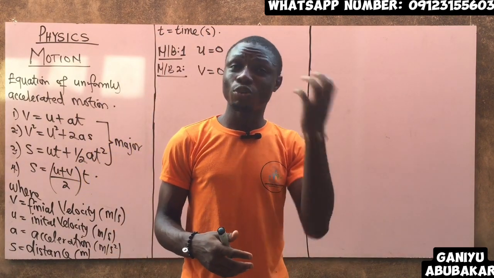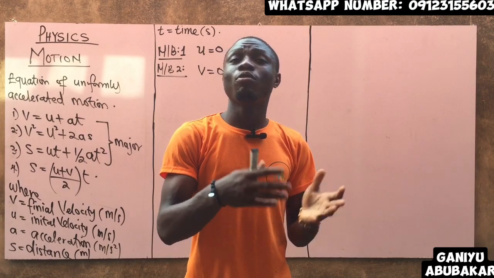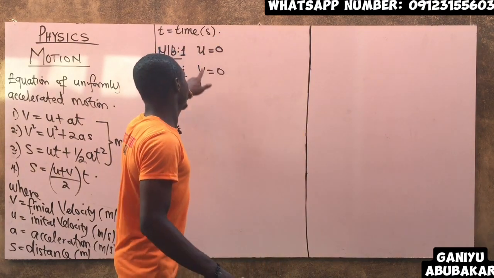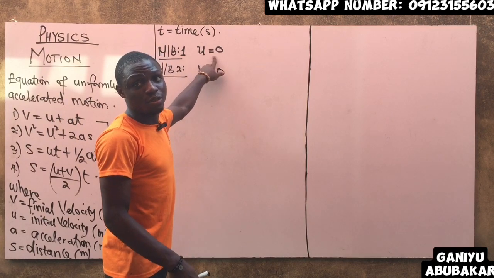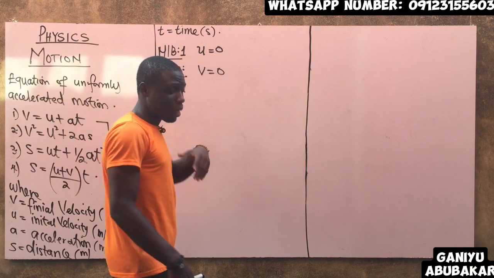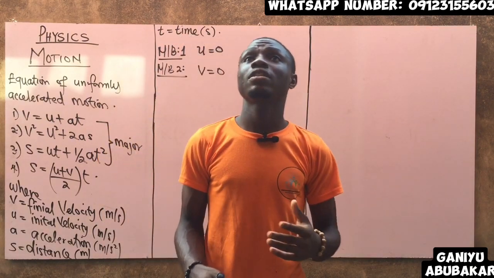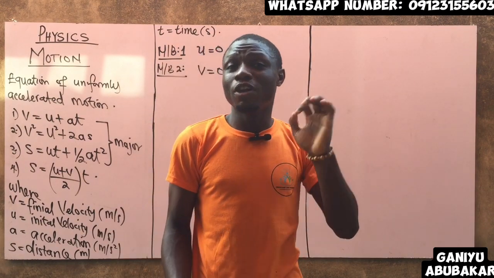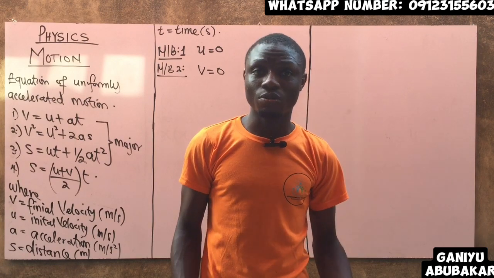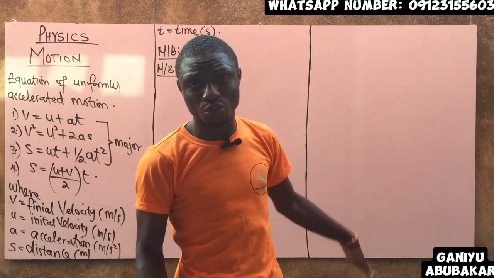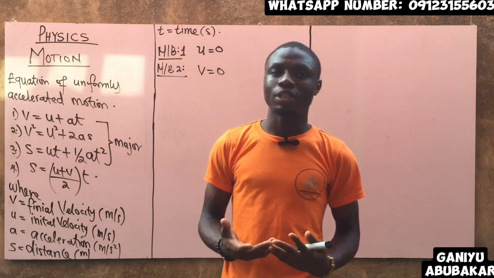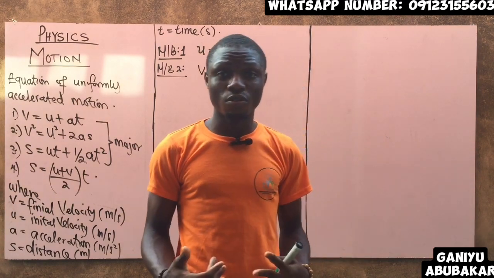So from the question, if you hear that a body begins or starts from rest, you should know that its initial velocity is 0, u is 0. Or perhaps you hear a question that says a body is coming down to rest, so it means that the final velocity v is 0. Those are the conditions you need to note.